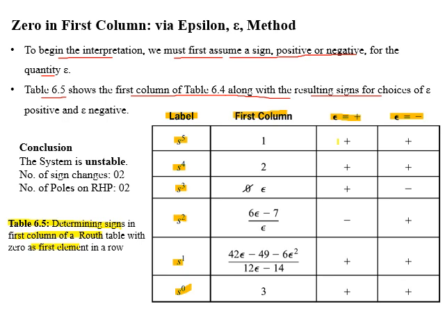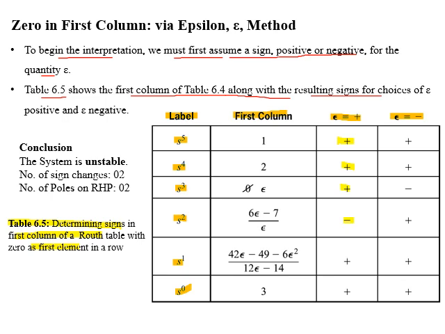And if you assume epsilon equals a negative small number, which can be minus 0.001, you have to calculate the signs for this value of epsilon. Now for finding the system stability, or the poles in the right half plane, we will find the sign changes corresponding to each value of epsilon.